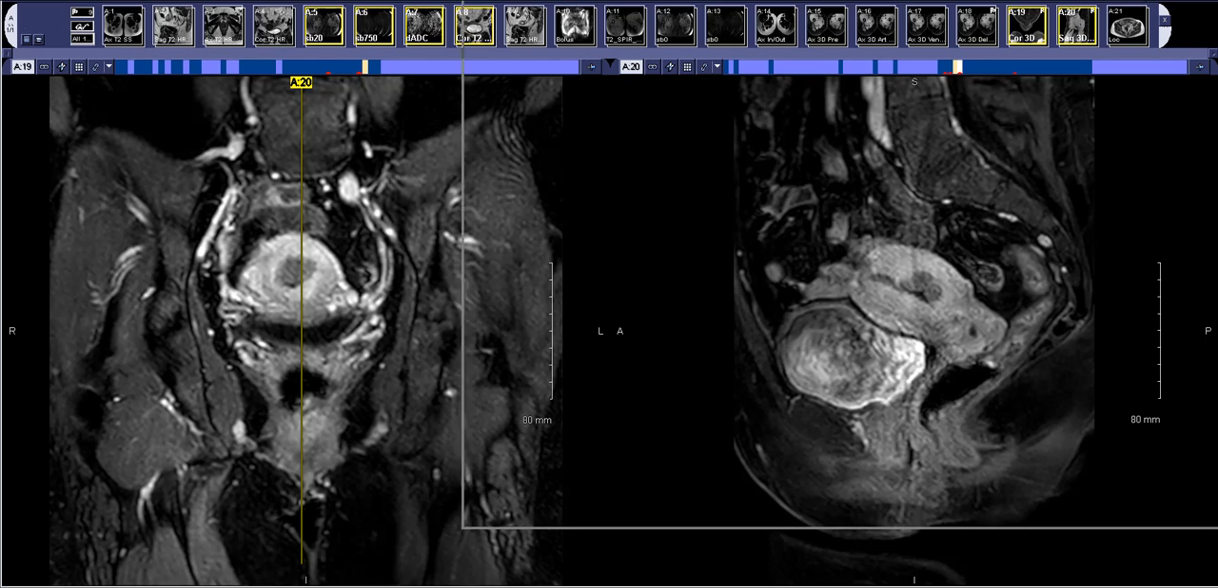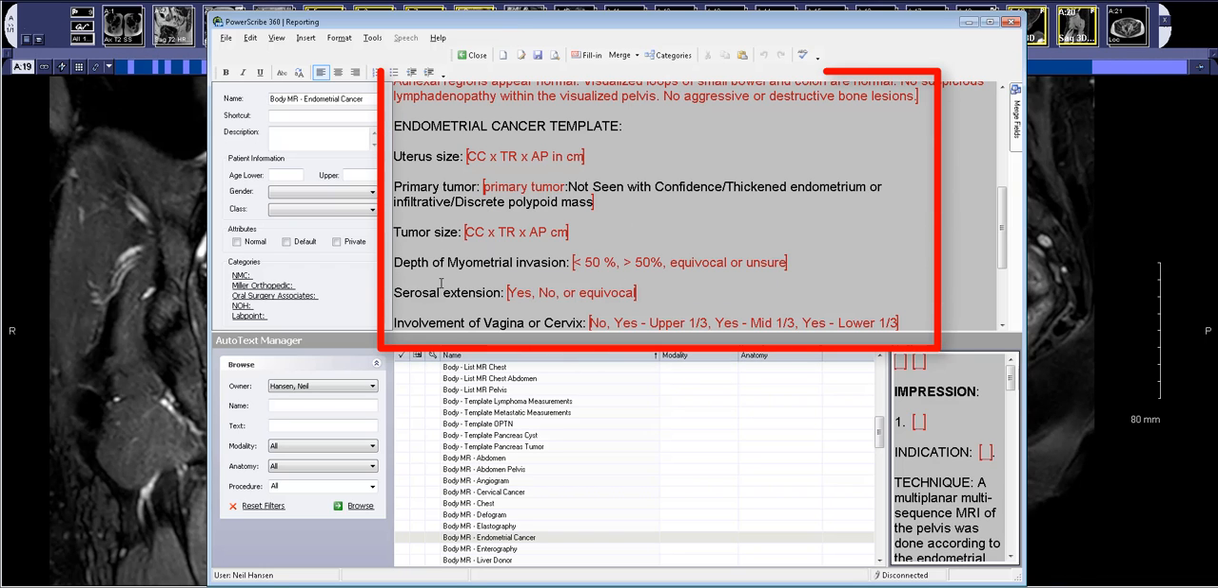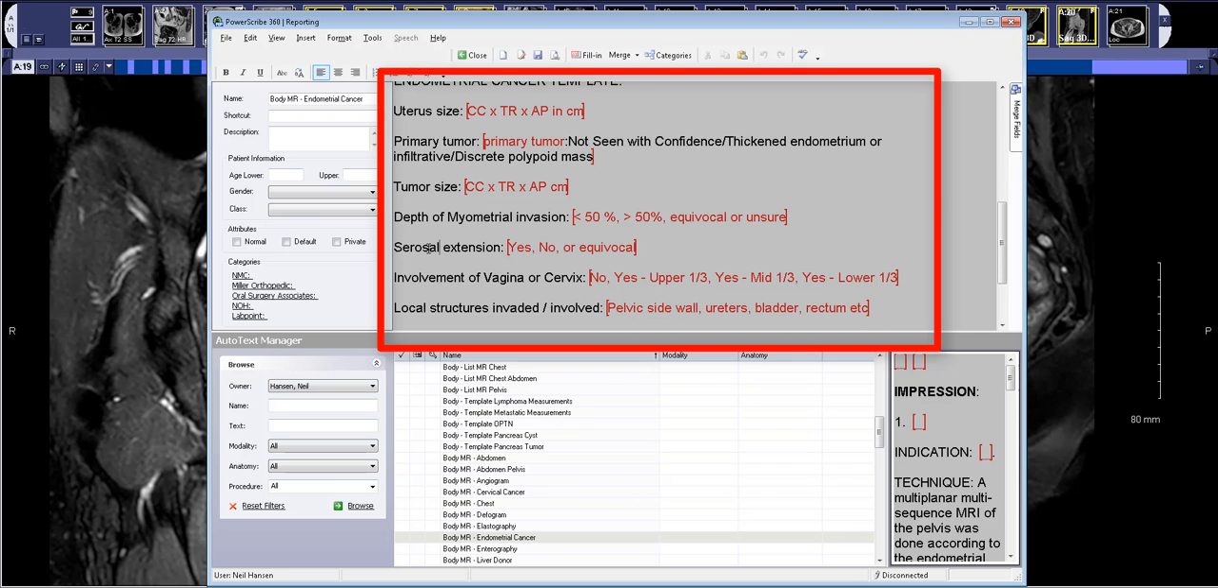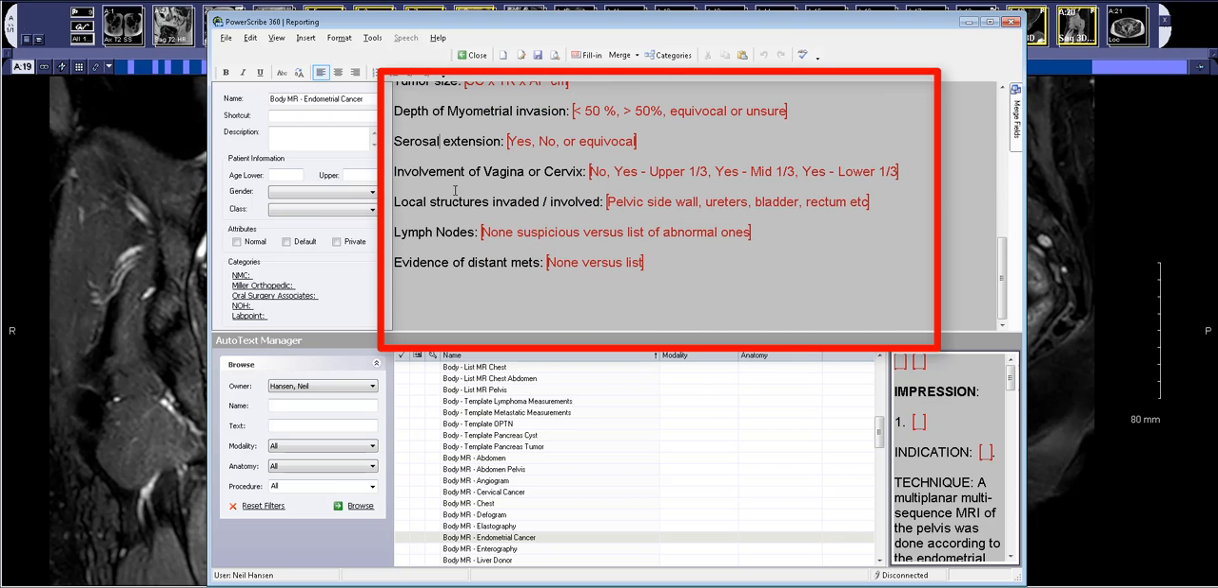If we go back to our reporting template for cervical cancer, you also want to describe whether there is serosal extension of tumor as well as involvement of the vagina or cervix, because that significantly changes the stage of the cervical cancer and can change management. You also want to look specifically at the pelvic sidewall, ureters, bladder, and rectum, because advanced cervical cancers can invade all of those structures. Lymph nodes, if there are any pelvic internal or external iliac lymph nodes that are enlarged or morphologically abnormal, those should obviously be in the report because they change the stage of the tumor.